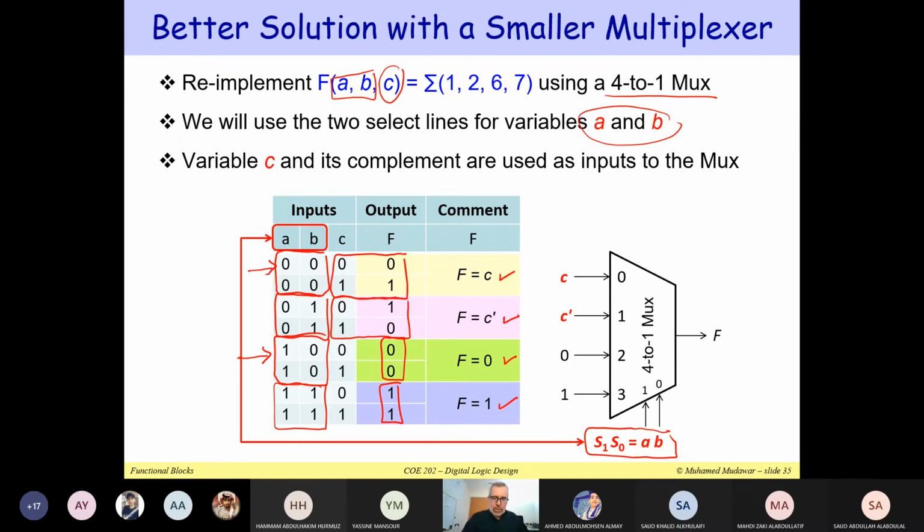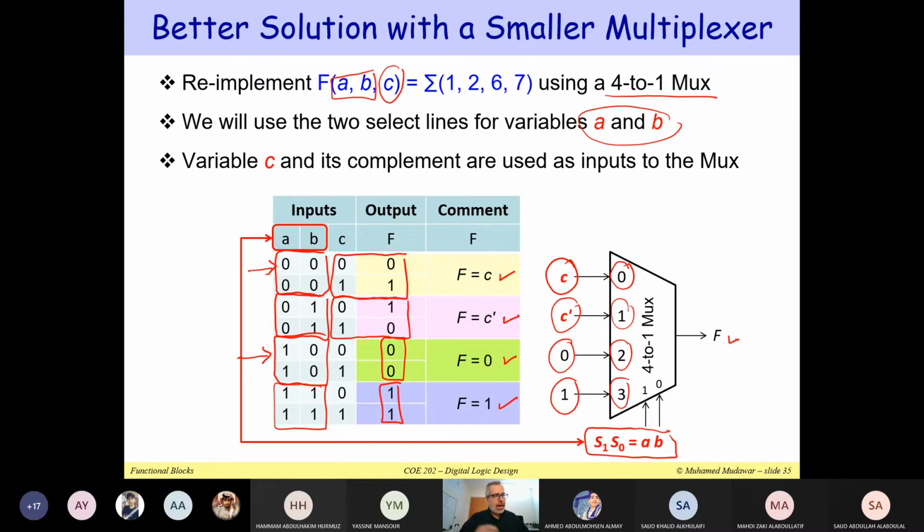So when we have 0, 0, the output F is equal to C. That's for 0, 0: you connect C as the data input. This is when you have AB equal to 0, 0. So that will be D0. It will be C. And when it is 0, 1, it is C prime. And when it is 1, 0, then you get 0. And when it's 1, 1, that will be input 3, you get 1.